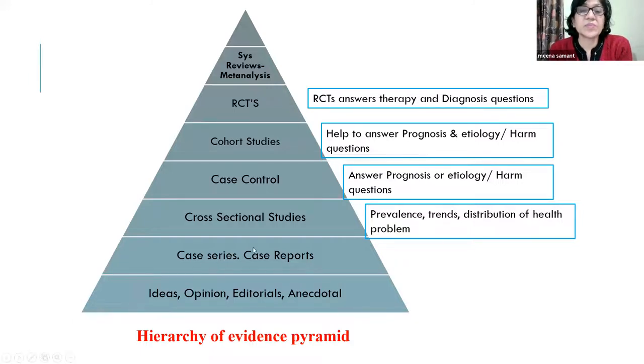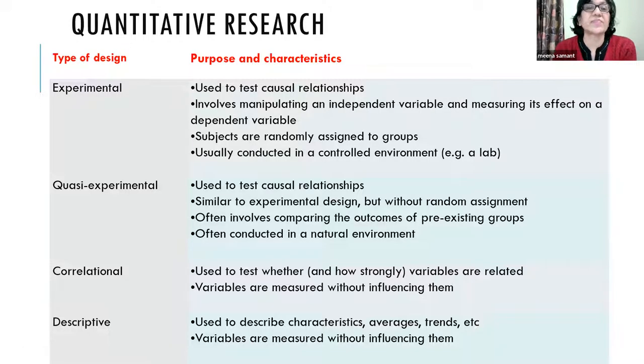Below, at the bottom, we have the case series, case reports, the cross-sectional, case control, cohort, and the RCTs. These are the basic researches, but then the secondary researches churned out of all these basic researches would be the systematic reviews, meta-analysis, and the guidelines. So these are mostly the quantitative research that we concentrate on. The experimental is used to test causal relationships, involves manipulating an independent variable and measuring its effect on the dependent one. Subjects are randomly assigned to the two groups, usually conducted in a controlled environment.